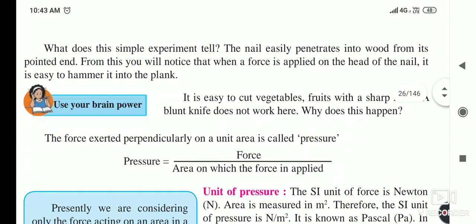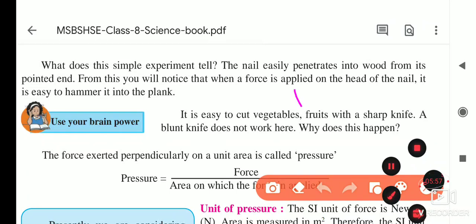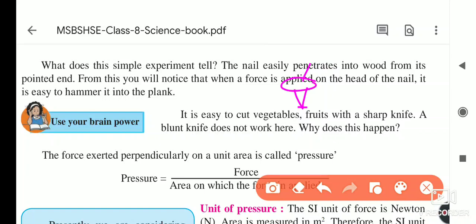Now use your brain powers question. From this we are understanding one more thing: the less the area, the more the pressure we are applying on it. But if we take the head towards the plank and hammer from this point, it will not penetrate inside the plank. Why? Because the area is more, and due to this, pressure is less. In this situation, the area is less, and when we hammer on it, more pressure is applied on a small point, and it easily penetrates inside the plank.